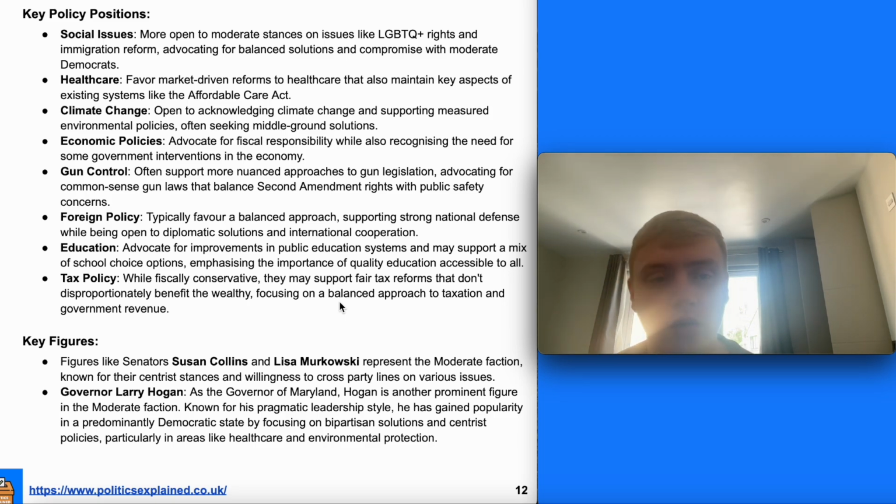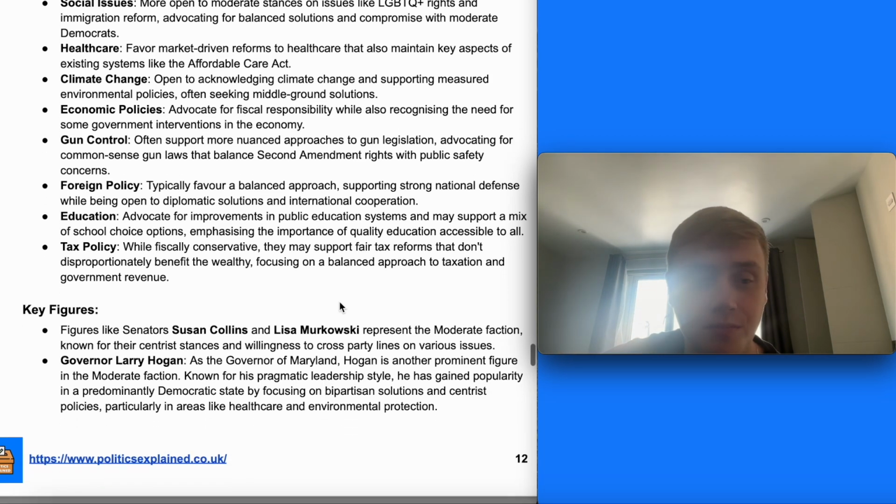Rather than being strongly supportive of gun rights and supporting no legislation to encroach on them like other Republican factions, they have a more nuanced approach to gun legislation, advocating for common sense gun laws that balance Second Amendment rights with public safety. And in foreign policy, they support a balanced approach, combining strong national defence with diplomatic solutions. Whilst fiscally conservative on tax, they can support more fair tax reforms that don't disproportionately benefit the wealthy, focusing on a balanced approach to taxation and government revenue.